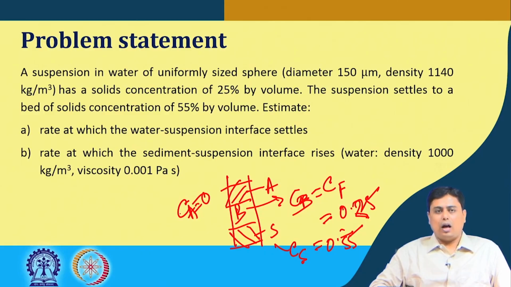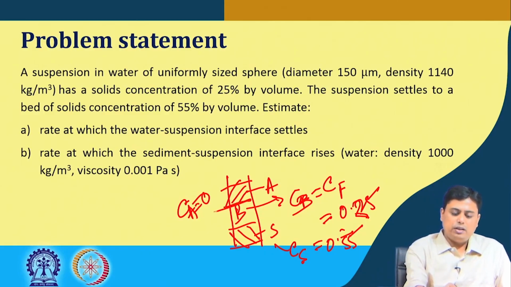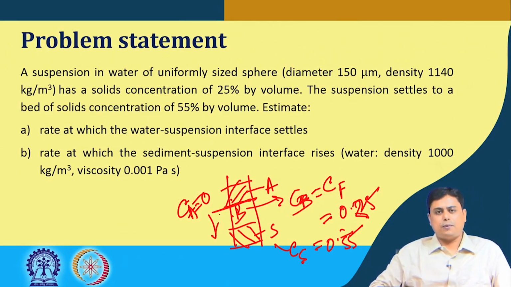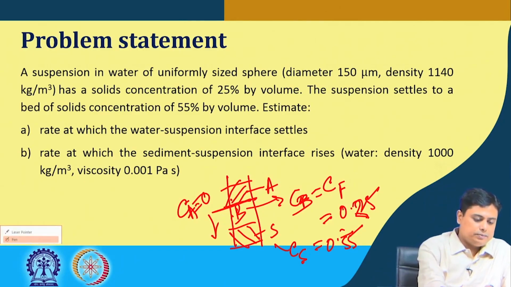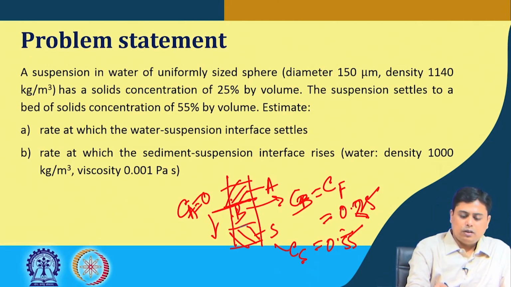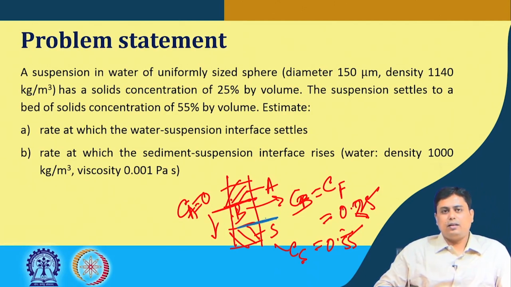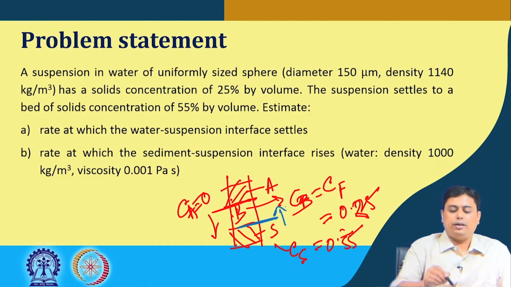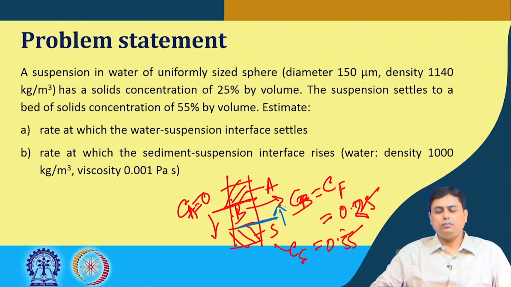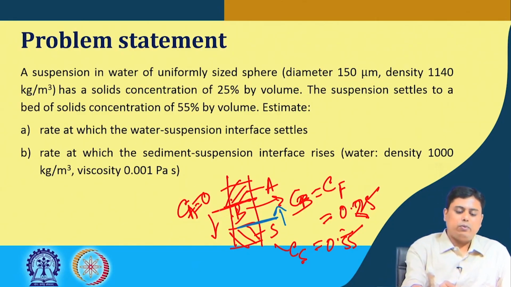So the questions are: first of all, the rate at which the interface between the water and the suspension settles. This is part A. The second part is the other interface, that is the sediment and suspension interface, and the rate at which it rises. So we have to find out the rate at which this interface comes down and this interface rises.